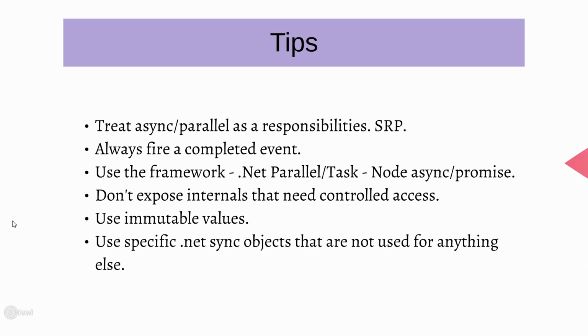The first one, I think probably the most important thing of all, is you should always treat the bit that executes stuff asynchronously or in parallel as its own responsibility. If you're thinking about the single responsibility principle, you put the bit that only does async or only does parallelism in one class or one object or one unit, and you treat that as a whole separate thing. You test it separately, and then you write the rest of your code as if it's not running asynchronously or in parallel. That just makes your life so much easier. It's unbelievable how much easier it will make your life if you take this approach.